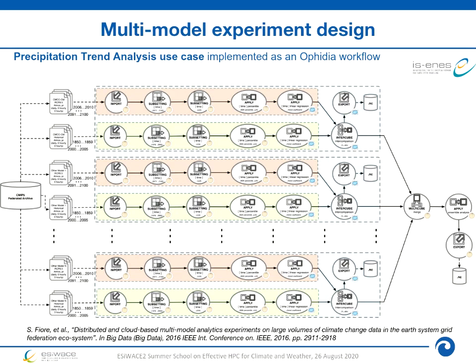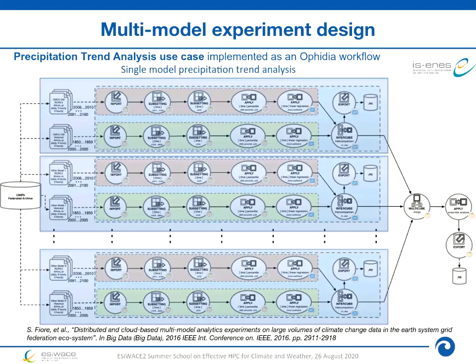It is the precipitation trend analysis, which is a workflow that runs on multiple models, exploiting the data from different models. And it consists of two main stages. In the first one, which is the single model precipitation trend analysis, there are multiple identical sub-workflows, each computing the precipitation trend analysis over a single model.